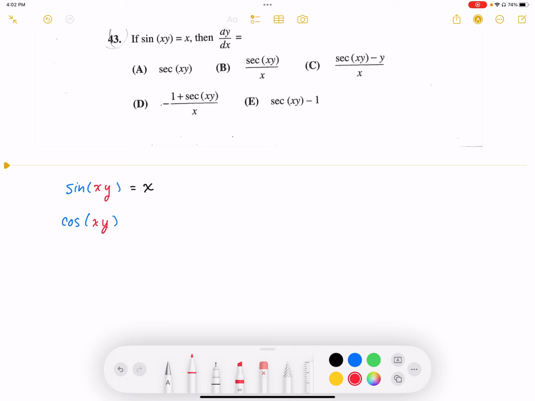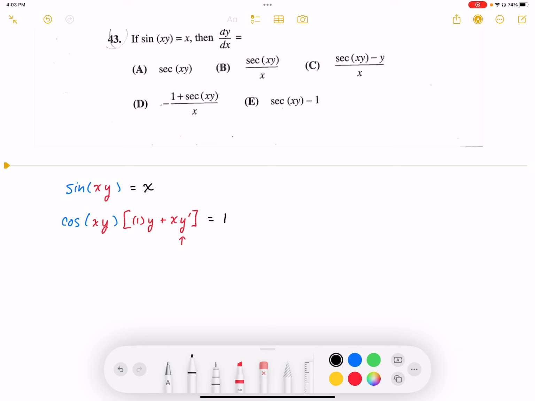Now I go inside to differentiate the x times y. Because it's a product, I need to apply product rule. So it's going to be the derivative of x times y plus x times the derivative of y, and this is where I generate the y prime. Okay, so this is what I need to then solve for. And that's equal to the derivative of x, which is 1.